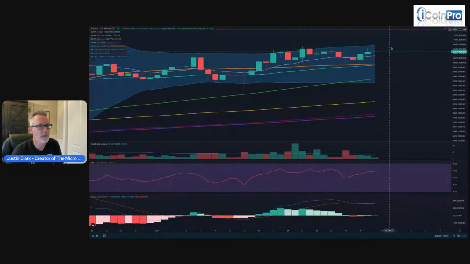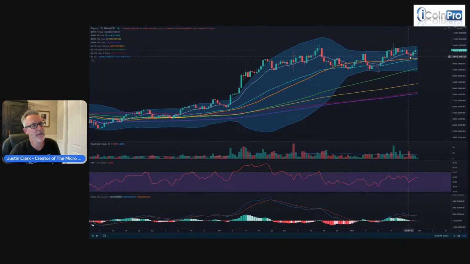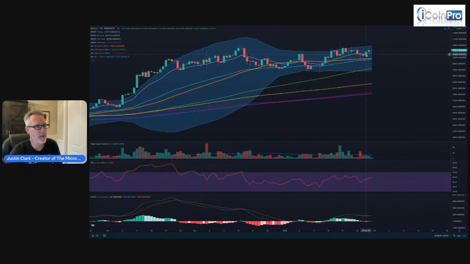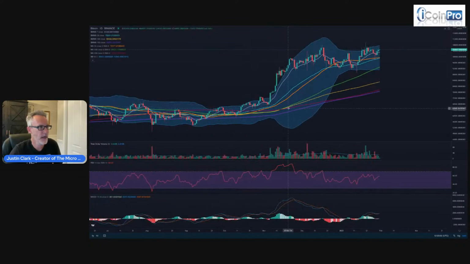Let's talk about what this chart is for those who are new. These red and green things are called candles. They show where the price is. Right now, we're looking at a one-day chart, so every one of these candles shows an entire day of trading. These lines here, this purple, maroon, yellow, green, etc., are called moving averages. I'm not even going to get into how they're calculated. I'll just tell you how to use them. And then this shaded area is called a Bollinger Band.